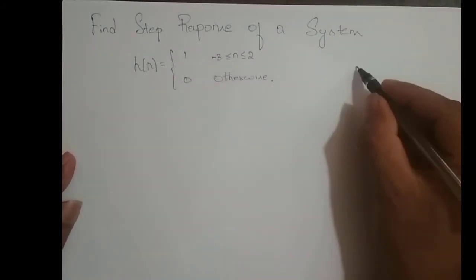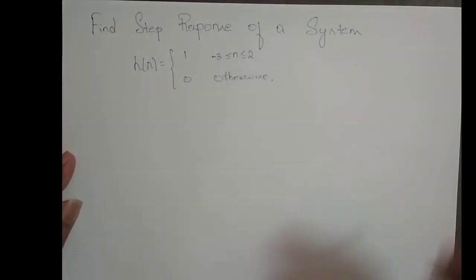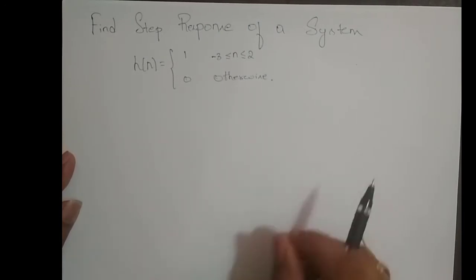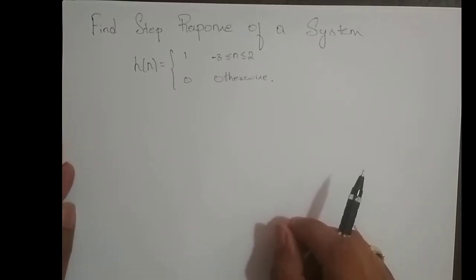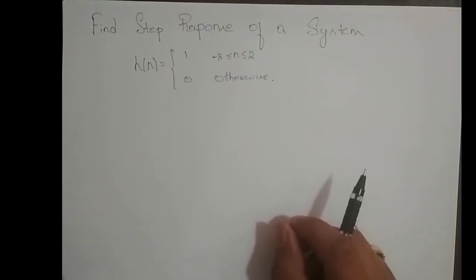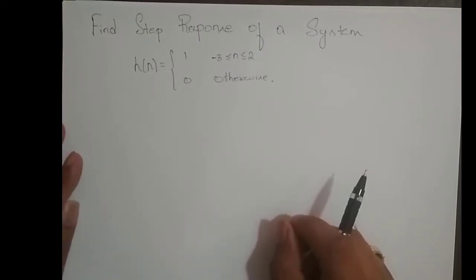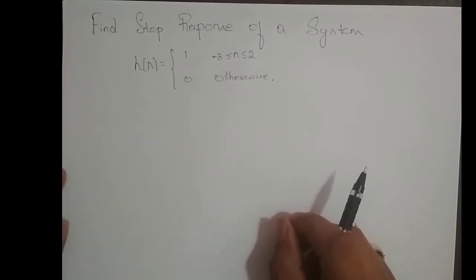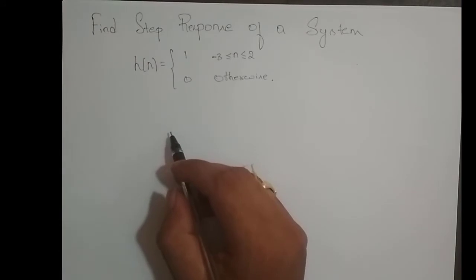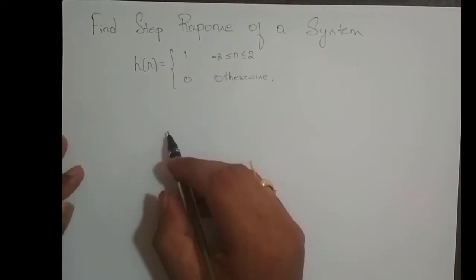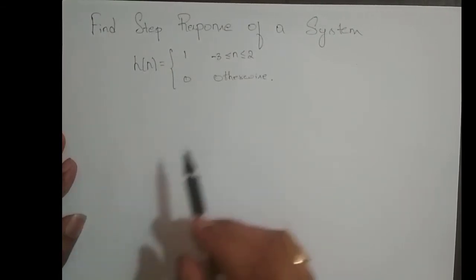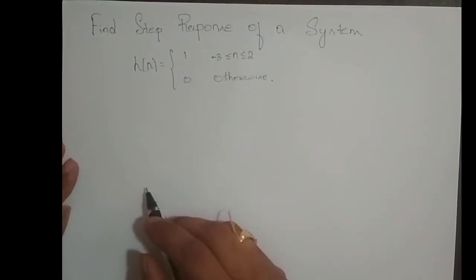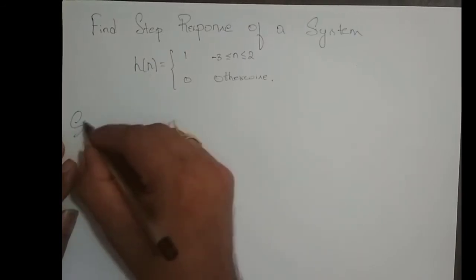Basically, one of the ways to represent a system is in terms of impulse response. Whenever we say impulse response, it says something about the system. Just think like that. H of n, whenever we say impulse response h of n, it is nothing but a system. It is one of the ways to represent a system. So I have a system with impulse response h of n and I have to find its step response. Okay, so solution.